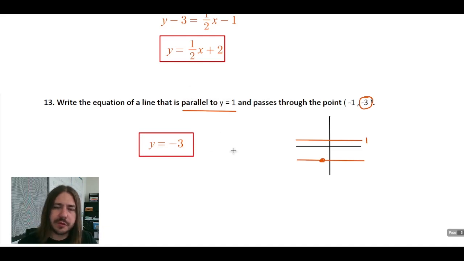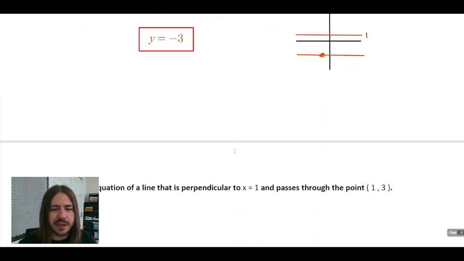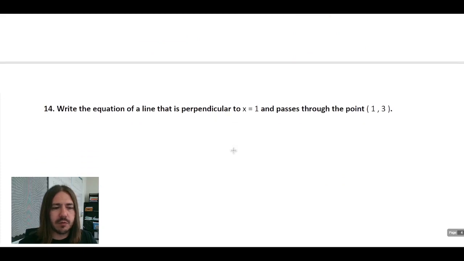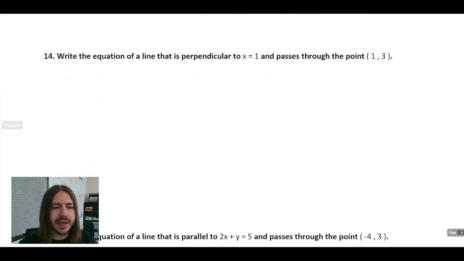Okay, there's number 13. Let's move on to the last page here. Number 14 says, write the equation of a line that's perpendicular to x equals 1. So x equals 1 is another one of those special cases. Just to help you visualize this once again, that's going to be a vertical line that passes through x equals 1. And so if it's perpendicular to that, that means that the line we're actually looking for is going to be horizontal. And it's got to pass through the point 1, 3, which is going to be just roughly here.